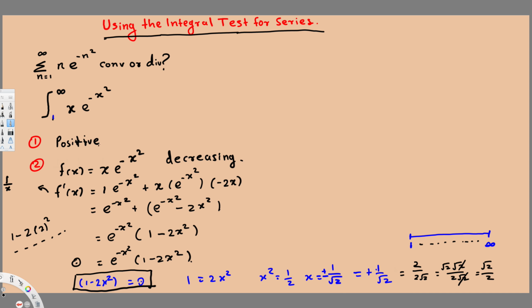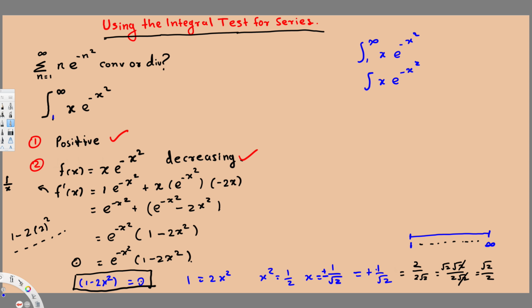Since we proved these two, we can now go ahead and apply the integral test. So let's see how we can do this. First, we found the derivative already. Since this is an improper integral, we use the method that the integral from 1 to infinity of x e to the power minus x square. First of all, we have to integrate this one, right? To do the integration, take x e to the power minus x square, and here we can do the u substitution.